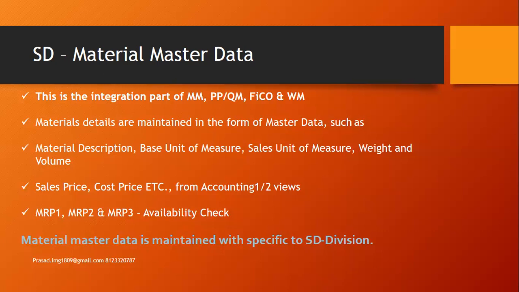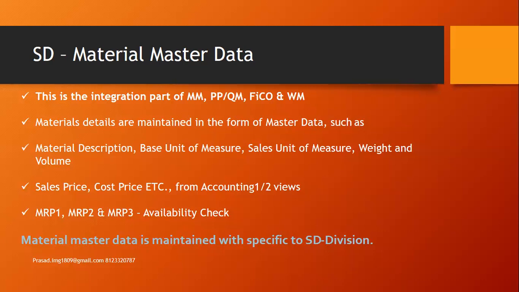So in this material master data, what are we going to do? All the material details such as material description, base unit of measure, sales unit of measure, weight and volume details, sales price, cost price from accounting views, and availability check. So we have to take care of the MRP1 view, MRP2 view, MRP3 view, and sales organization data 1, sales organization data 2, and sales general plant views.